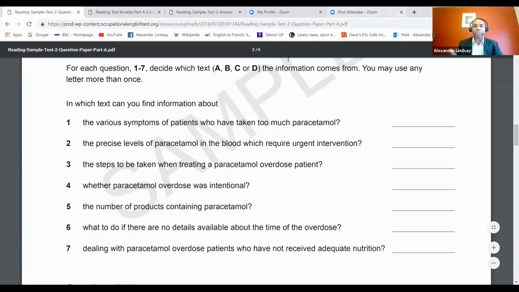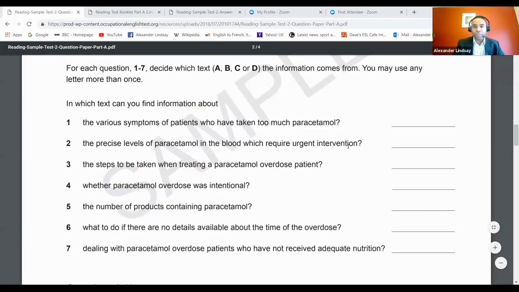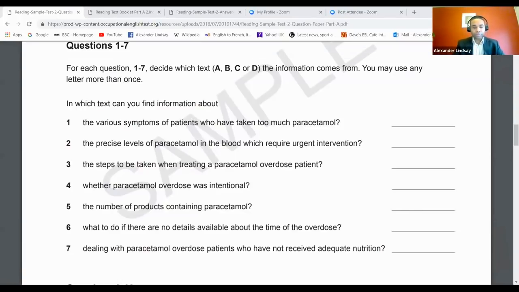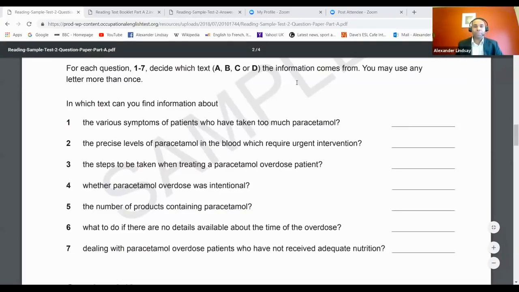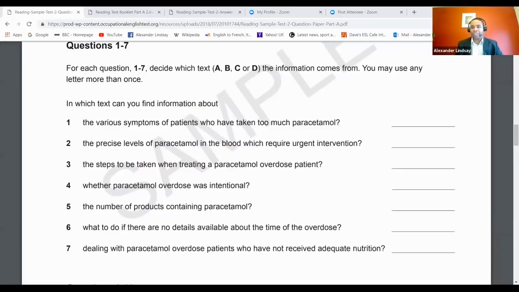Just having a quick look at one example. Number 1, where it talks about various symptoms of patients who have taken too much paracetamol. Sorry, I've just put the wrong answer there, so 2 should be C. I've just put the answers in the chat again, but for number 2, it shouldn't be B, it should be C, so I've corrected that underneath. But if we just have a quick look at number 1, the various symptoms of patients who've taken too much paracetamol, if you go to the text D, it says clinical assessment, and then you have it very nicely bullet pointed.